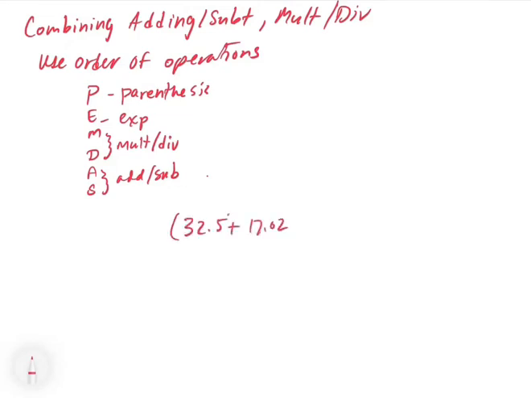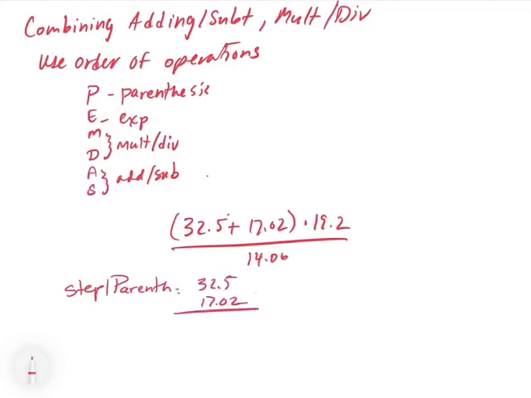So let's do 32.5 plus 17.02 in parentheses. Then we're going to multiply this by 19.2, and we're going to divide by 14.06. Okay, so now let's follow our rules. Our order of operations is first parentheses. So step 1 is going to be to take care of the parentheses. So let's add up our 32.5 and our 17.02.